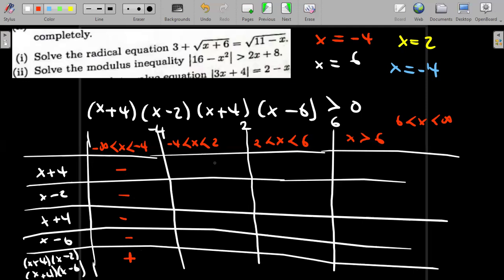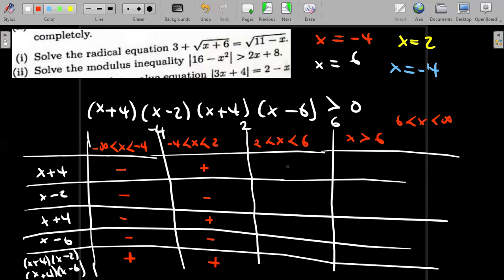We check for the other one when we plug in anything in between here, let's say we plug in 0. When we plug in 0, we will have a positive there. There we have a negative. There we have a positive, and there we have a negative. So negative, positive by negative gives you negative. Negative by positive gives you negative. Negative by negative gives you positive. So here, our final answer is just going to be positive.